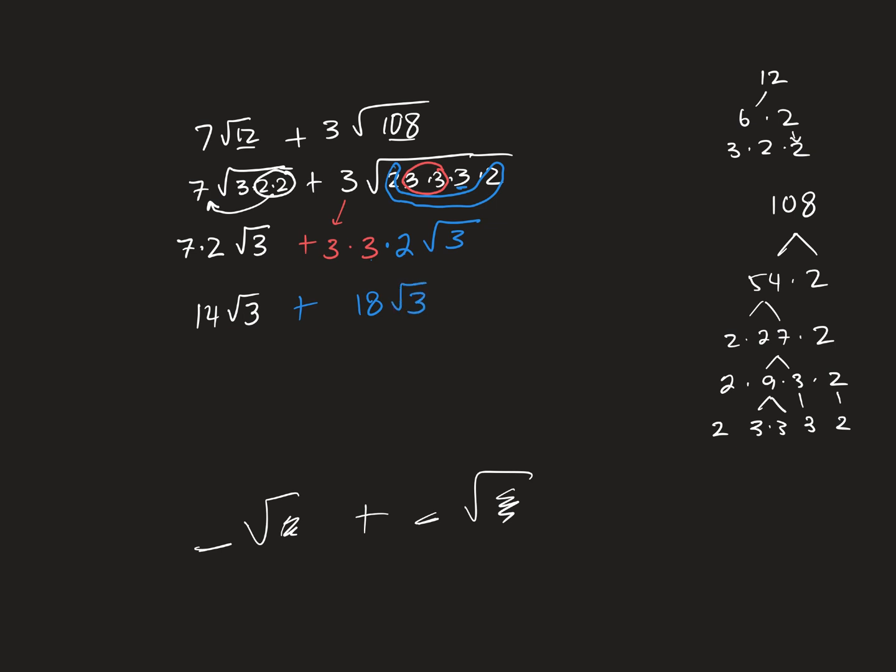So now I have common radicals, like I was saying down here. So if these radicands are the same, then I can add their coefficients. So 14 and 18, I think, is 32 root 3. Hopefully that helps you with that one.